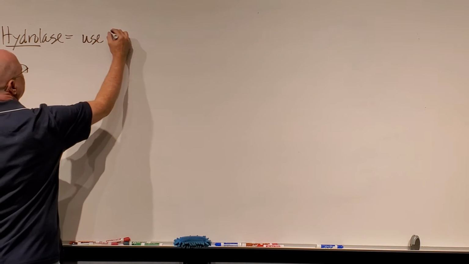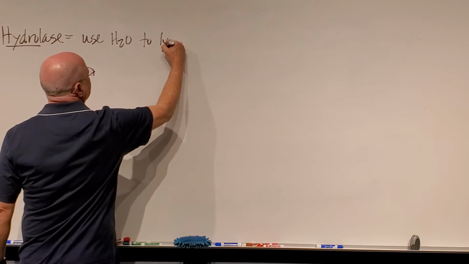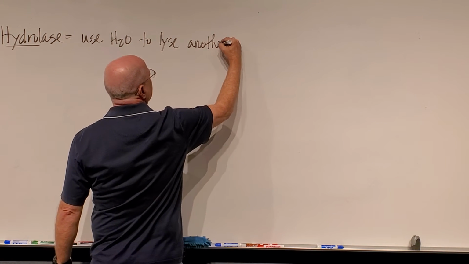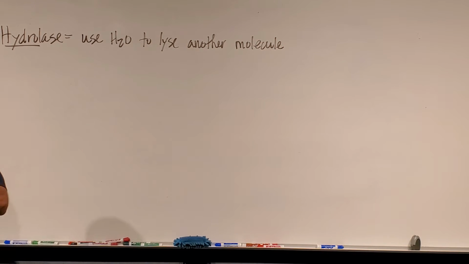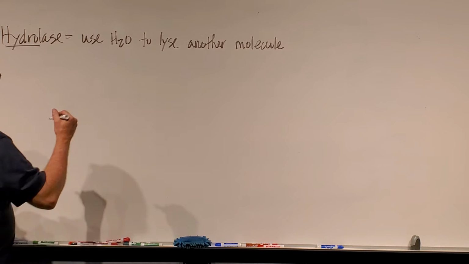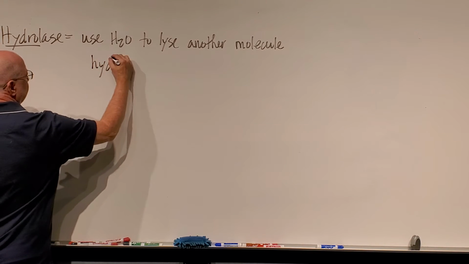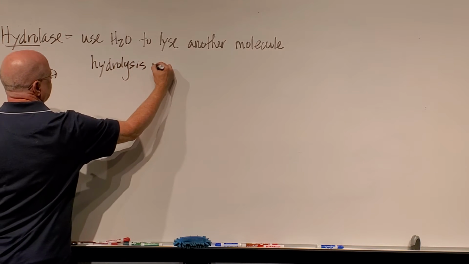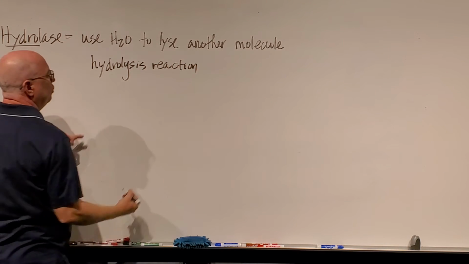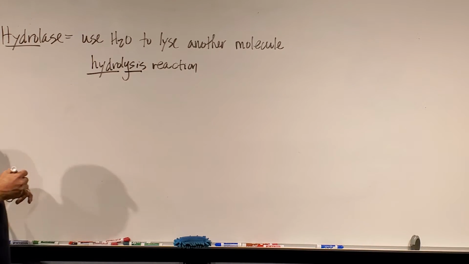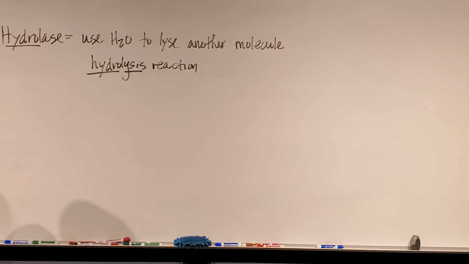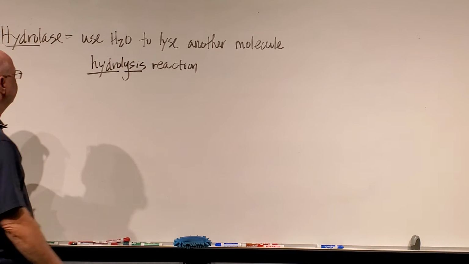Another one that's important eventually to us is going to be called a hydrolase. Hydrolase will use water to lyse another molecule. Okay? It uses water to break up another molecule. So we call these hydrolases. Okay? And basically, this is called a hydrolysis reaction. Hydrolases perform hydrolysis reactions using hydro, or water, to lyse another molecule. And it's a type of decomposition or catabolic reaction.